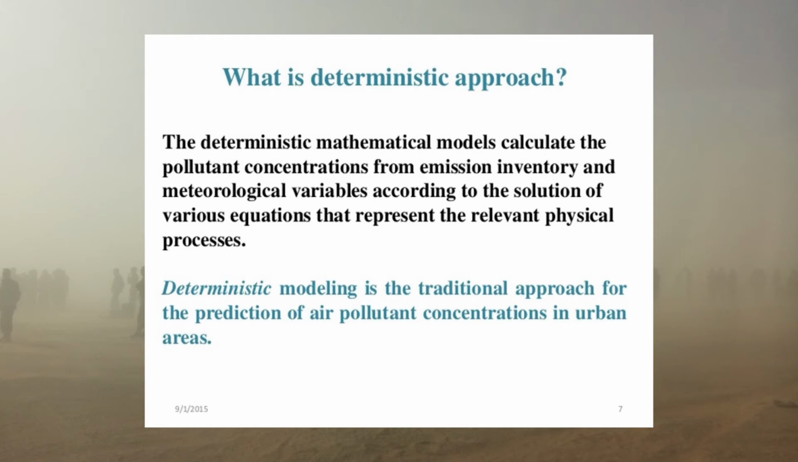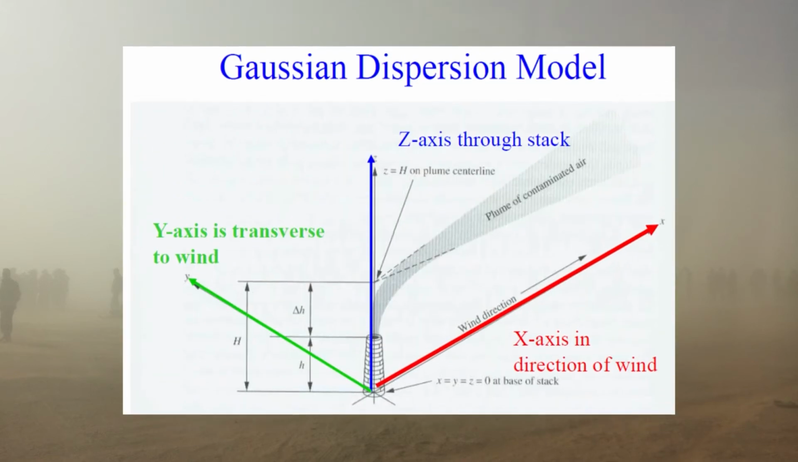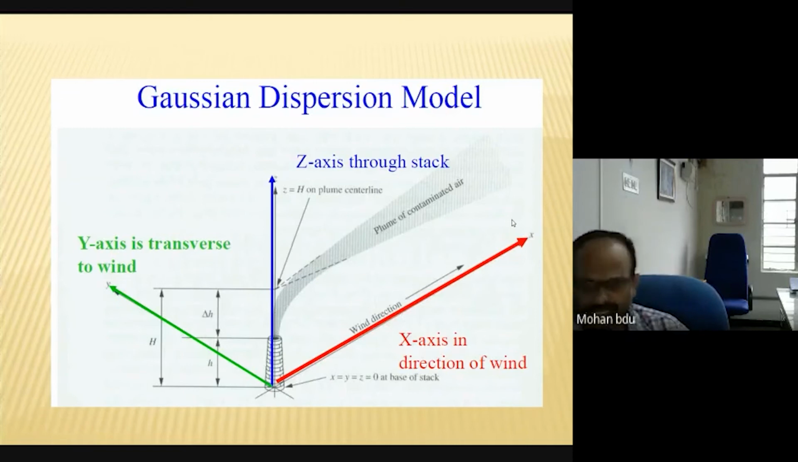So deterministic modeling is a traditional approach for the prediction of air pollutant concentrations in urban areas. So this is, as I told you, the Gaussian dispersion model. It was developed in the 1800s, and it has been updated and modified several times, and several people have modified it, and it is even subject to modification, and recent versions are available based on the Gaussian plume model.